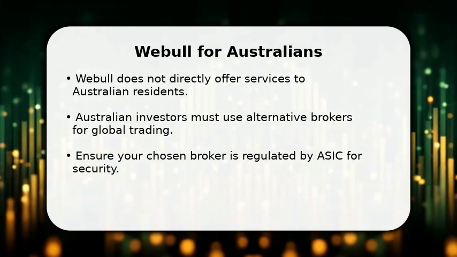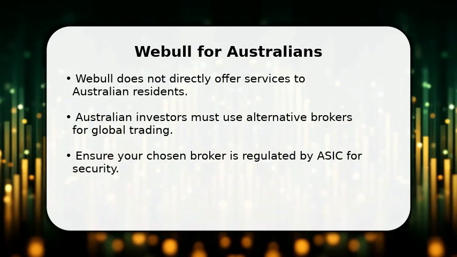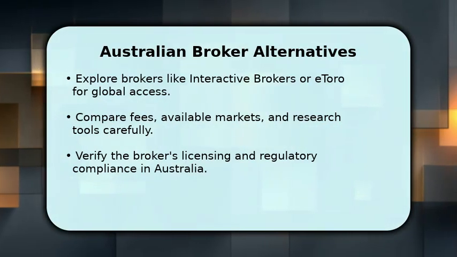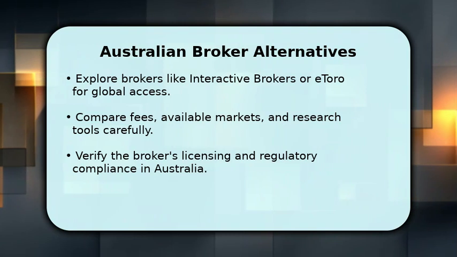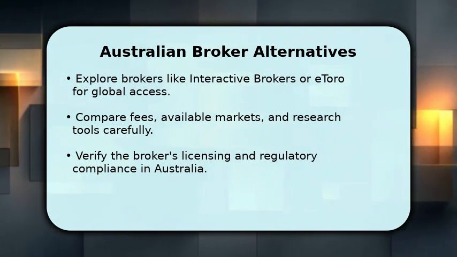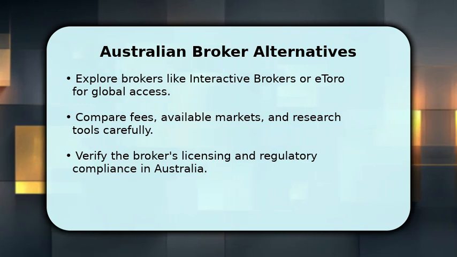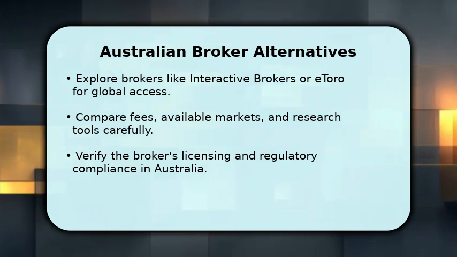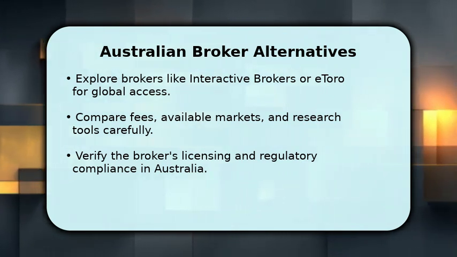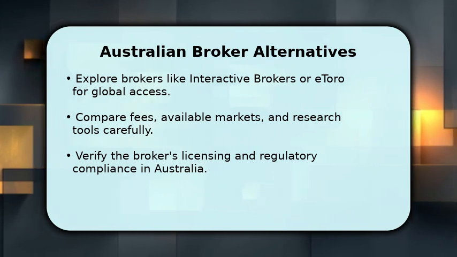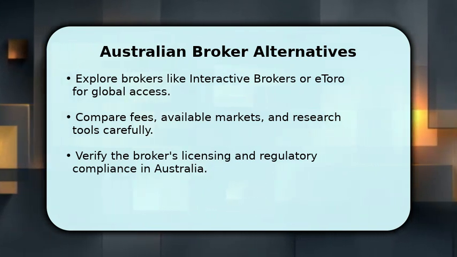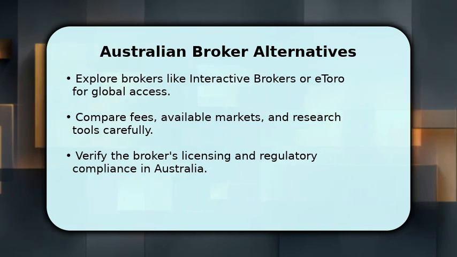Let's get started with finding the right platform for you. Since Webull isn't an option, many Australian investors turn to platforms like Interactive Brokers or eToro. These brokers offer extensive access to international markets, including U.S. stocks and ETFs. When choosing, compare their fee structures, available assets, and the quality of their research tools.